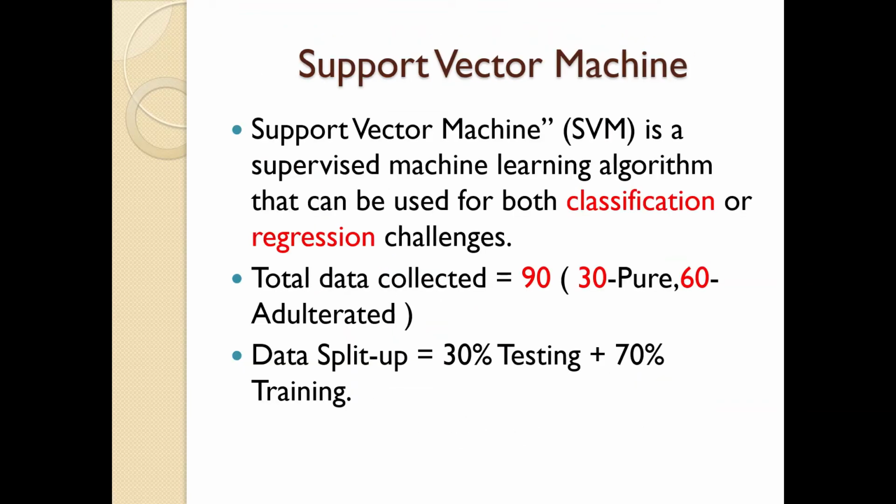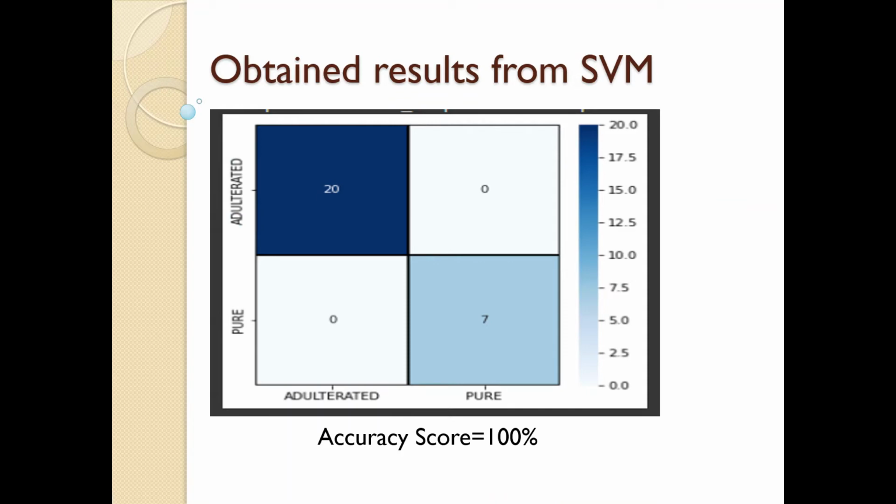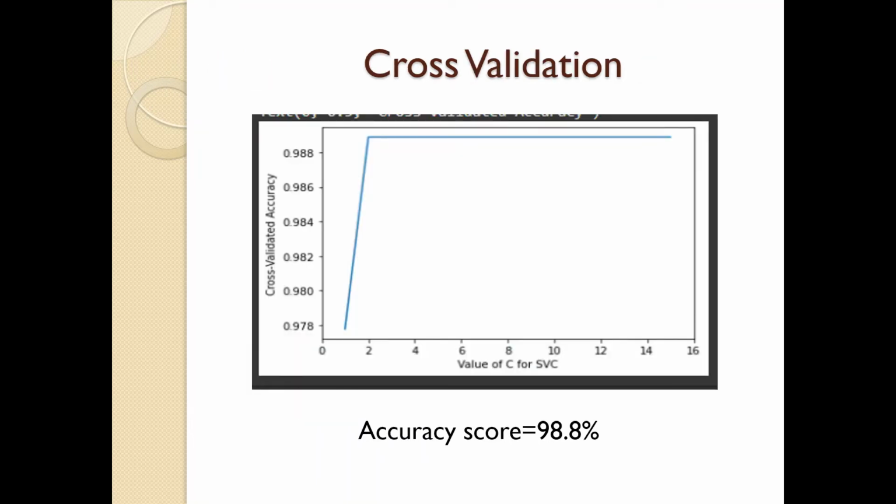All the data collected are given to a machine learning algorithm known as support vector machine, which is a classification algorithm. Totally 90 data were collected. Out of that, 30 were pure and 60 were adulterated. The data split was 30% for testing and 70% for training. The results obtained from SVM showed that 20 are adulterated and 7 are pure, and from this we got accuracy as 100%, and the cross validation accuracy we got is 98.8% within the testing data.